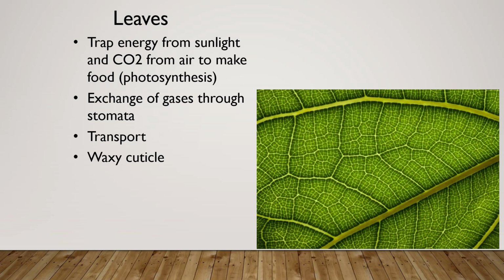Leaves trap energy from sunlight and CO2 to make food, and when you talk about feeding your plants, it's not really true. The plant produces its own food. With fertilizer, you're providing minerals needed for plant functions. Gas exchange occurs through the stomata. The leaves transport sugars, and the leaves have a waxy cuticle.